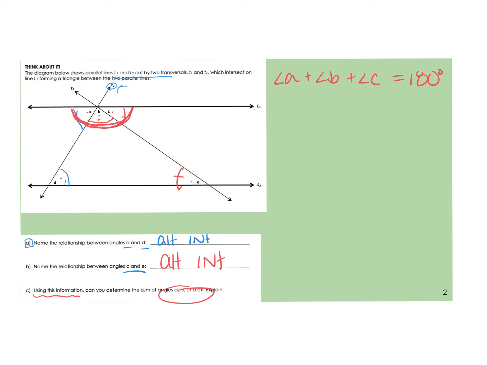Now, A and D are congruent, okay? So angle A can replace angle D because they're the same. And same with C and E. Angle C can replace angle E because they're alternate interior.